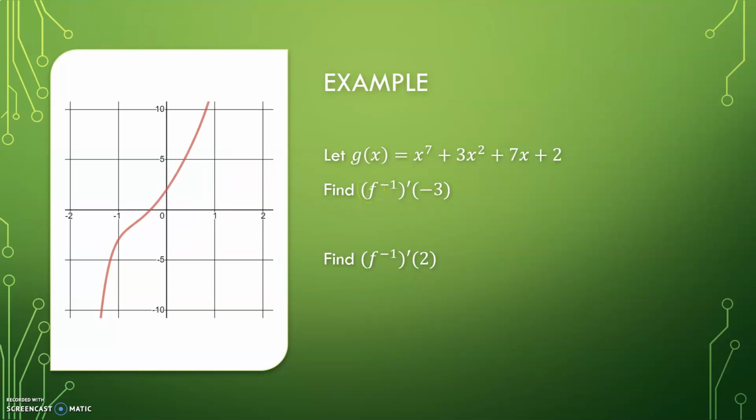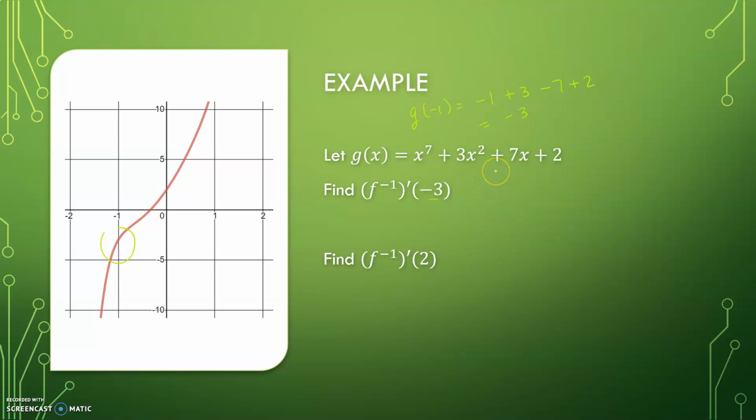All these should be g's. All right, so this is the same type of problem. I would like to know what x-coordinate on g gives me a y-coordinate of -3, and I sure hope it's -1. I'm looking at my picture and it looks like it's -1. So g of -1 would be -1 plus 3 minus 7 plus 2. Yeah, that's going to be -3.